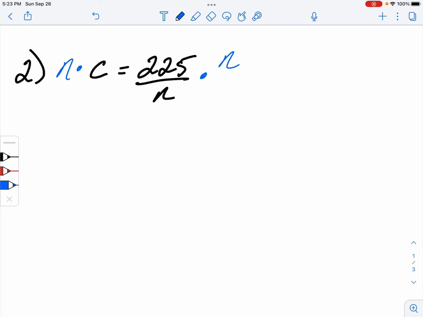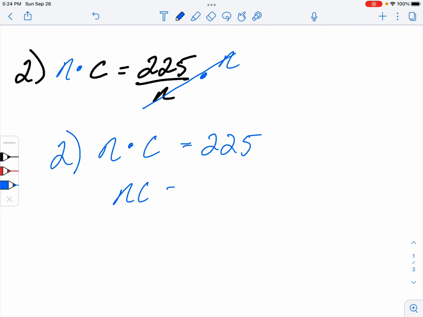I chose to do that because now I will have an n on the top and an n on the bottom. That means that n divided by n is 1. These basically cancel each other out. So we could rewrite this equation as n times c is equal to 225. And you don't even really need the multiplier in there. We could just say nc is equal to 225.